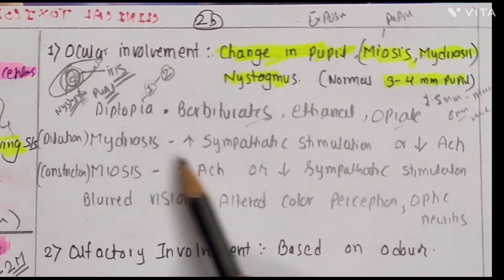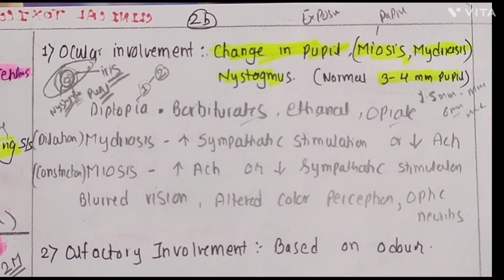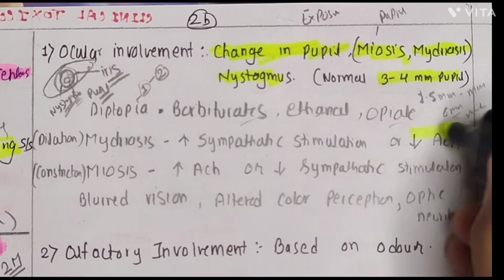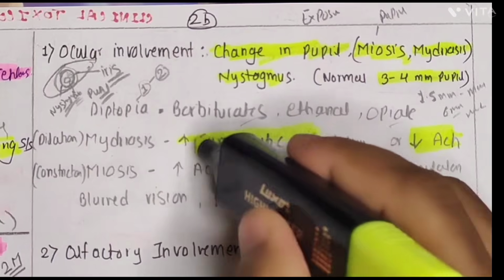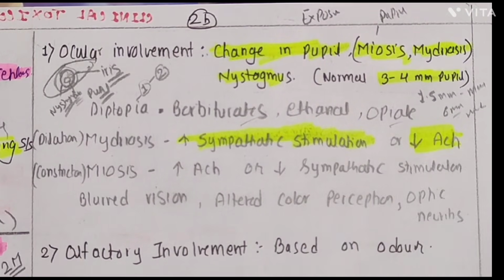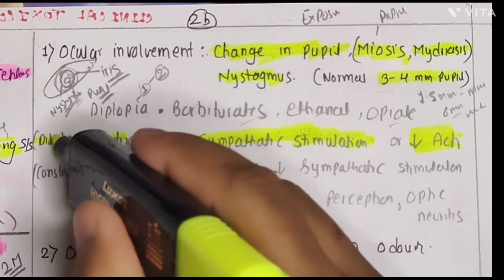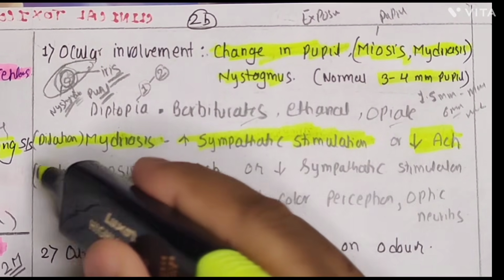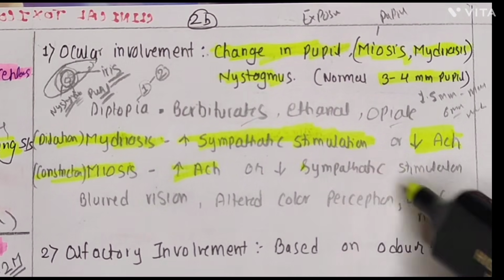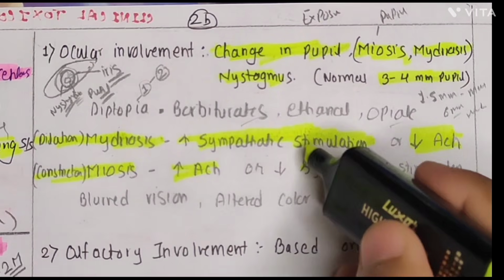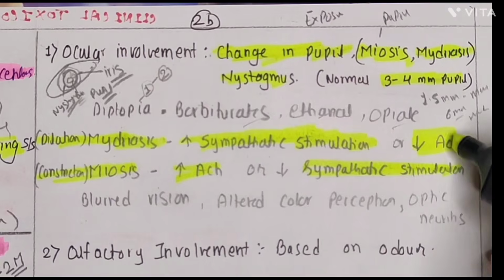Similarly, mydriasis I have discussed. This mydriasis generally occurs due to enhanced sympathetic stimulation, or if the acetylcholine is reduced in our body. In the upcoming classes we will see all these conditions. If the sympathetic stimulation is there or acetylcholine level is decreased or its action is decreased, then there is a dilatation of pupil, that is called mydriasis. Similarly, meiosis is nothing but the constriction, if acetylcholine is increased or there is a decrease in the sympathetic stimulation. Here it is increasing, here it is decreasing, here it is decreasing, here it is increasing.